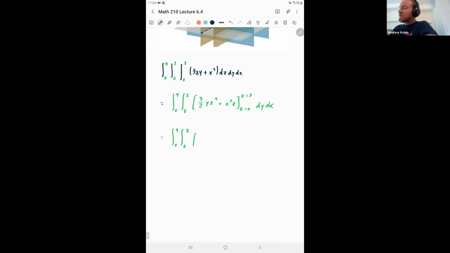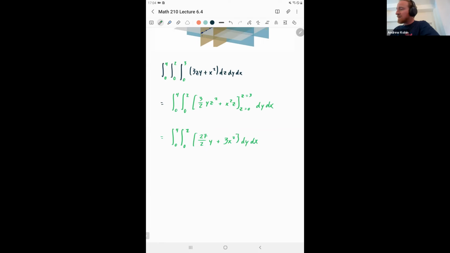First of all, notice that z equals 0 makes every term 0, so I'm just not going to write that at all to save some space. When z equals 3, if we plug that in, I'll get 3 squared is 9, and I'll collect my coefficients to get a 27 over 2. And then we're just left with the y variable in the first term. On the other hand, x squared times 3, that's just going to be 3x squared. We still have a dy and a dx.